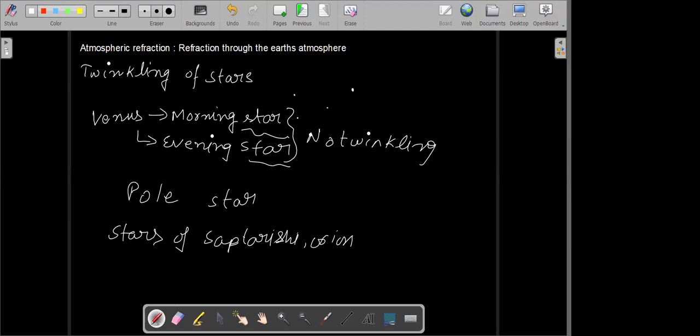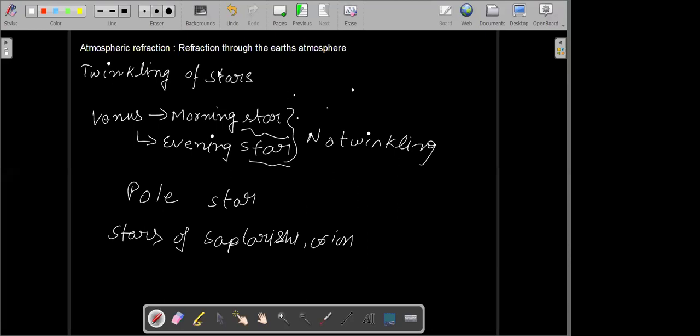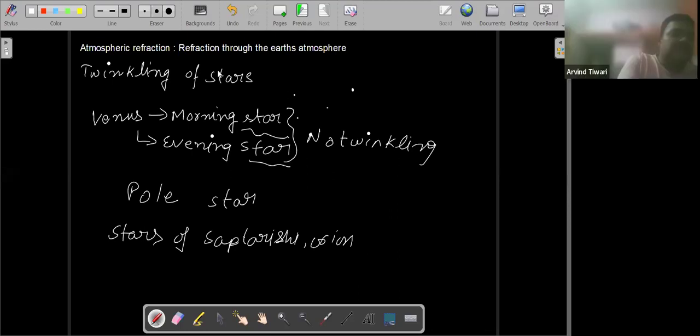Sir, Venus is a planet, not a star. So what is the difference? Both are emitting light. Light is coming from both of them. Sir, I guess for stars the light gets so weak it gets dispersed. I mean it gets refracted when coming in contact with our atmosphere.